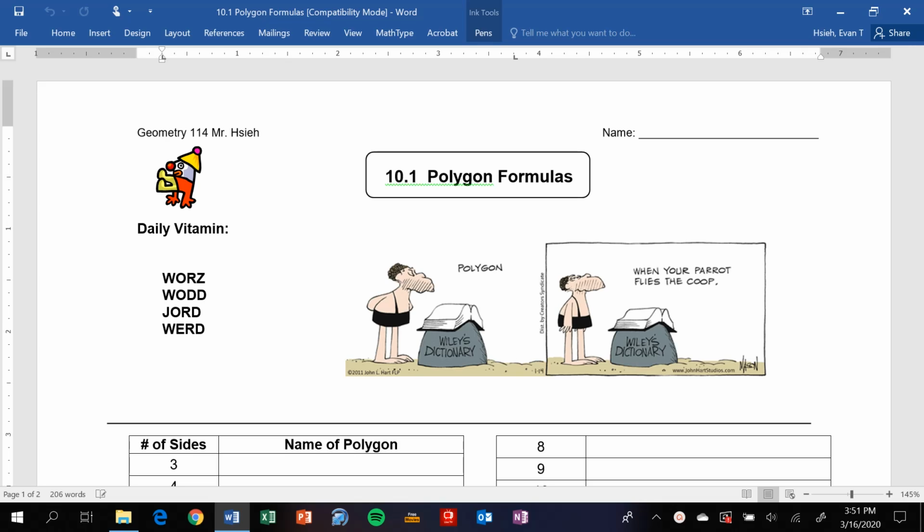Okay, we're going to start Chapter 10 right now. Chapter 10 is all about polygons. It's a very short chapter. Really, we're just going to cover two sections, and most of the material is in Section 1.